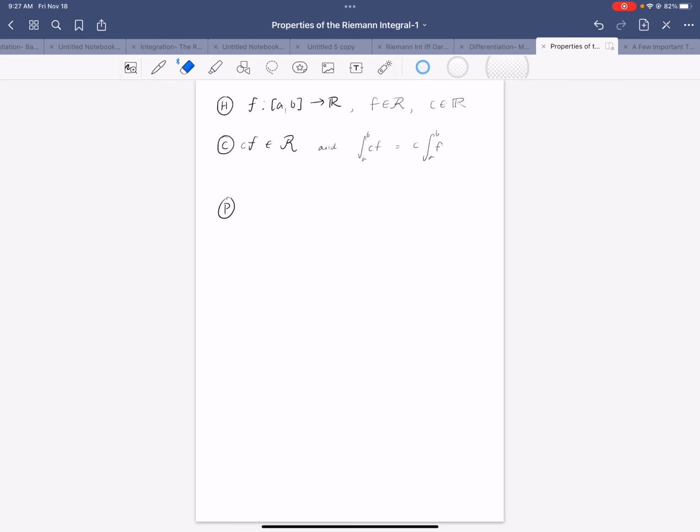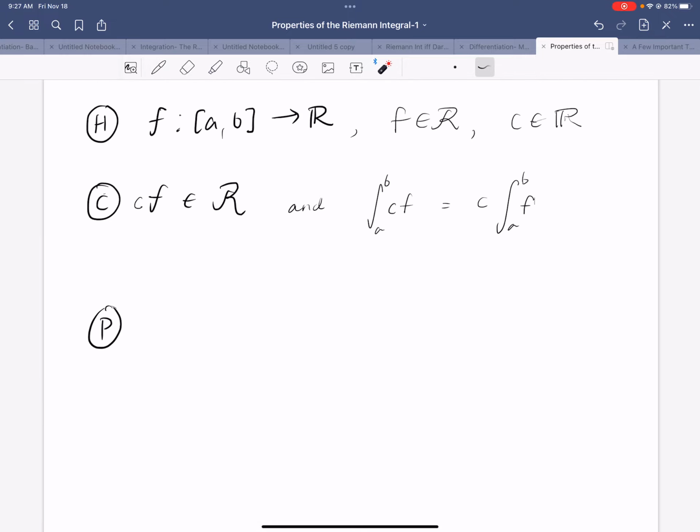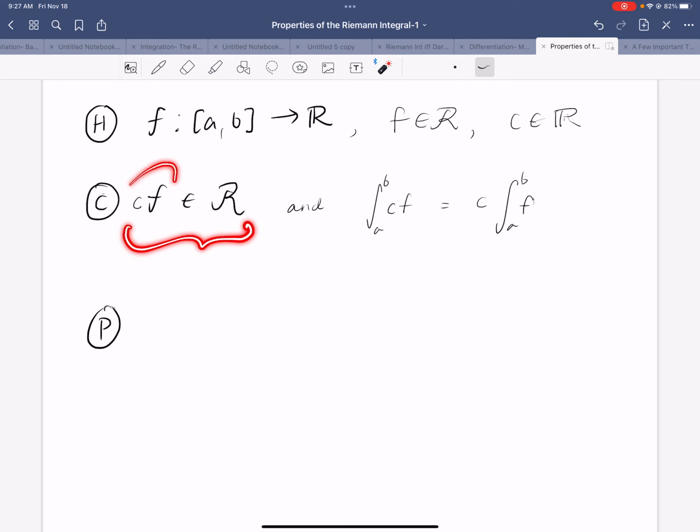Okay, so this actually is two parts. First of all, not only is cf Riemann integrable, but the integral of c times f is c times the integral of f, right? So that's kind of important there. So we have two results. First is to show that cf is Riemann integrable, and the second result is to show that its integral is equal to this number here. Okay, so let's just get started here.